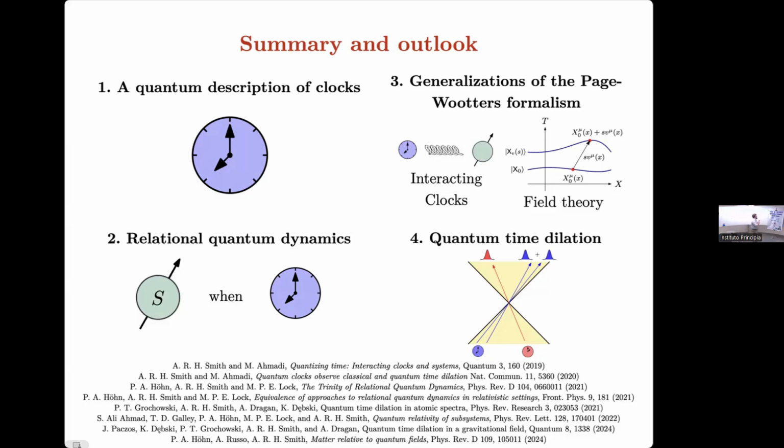I then showed you how to use these covariant POVMs to talk about relational quantum dynamics. The idea there is we have this Hamiltonian constraint, and we're trying to recover an internal time and ask how the rest of the system looks with respect to that clock. You can do that for a wide variety of systems using these covariant POVMs. I talked about two generalizations, interacting clocks and field theory, and then I used the formalism to talk about this quantum time dilation. So with that, I'll end there.